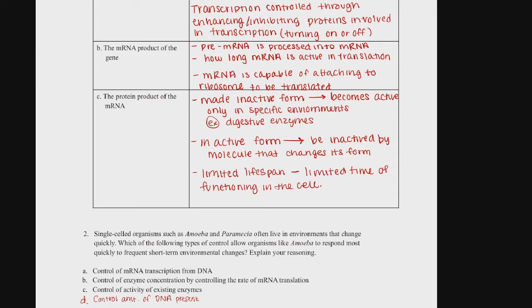The control of enzyme concentration by controlling the rate of mRNA translation maintains a certain number of different enzymes. And it's energetically efficient only if the short-term changes occur frequently over time. So frequently over time is when it's efficient and when it can produce those short-term changes.